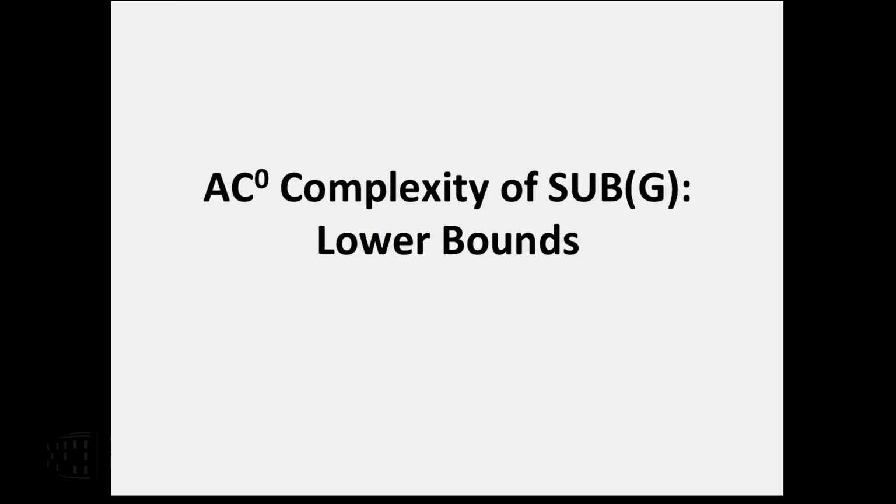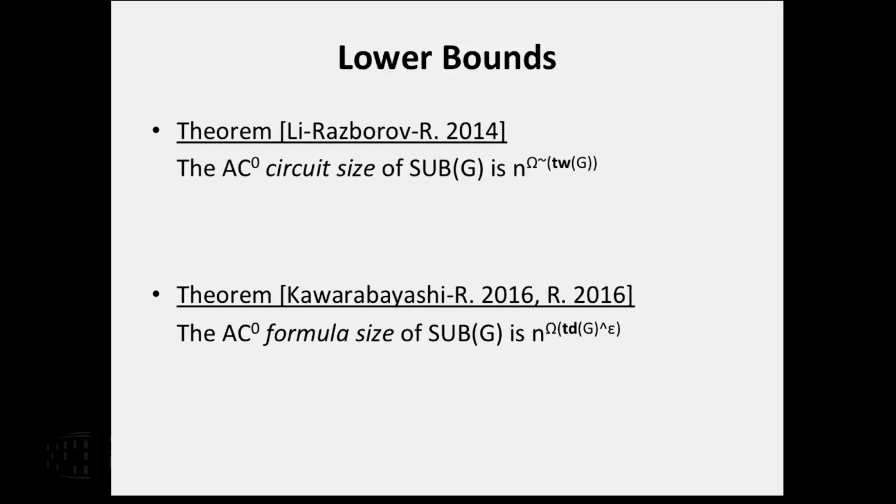Okay. So let me now state the main results of the talk, which are going to be matching lower bounds for AC0 circuits. These are the two main results that I'll say something about in the rest of the talk. The first is joint work with Yuan Li and Alexander Razborov. The result is that the AC0 circuit size of the G subgraph isomorphism problem is n to the omega of tree width. This is really tree width over log tree width, I'm just hiding the log factor. So this is almost matching the n to the tree width upper bound.